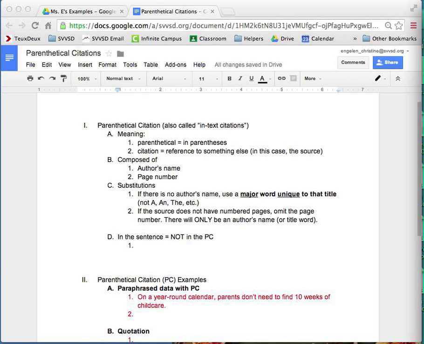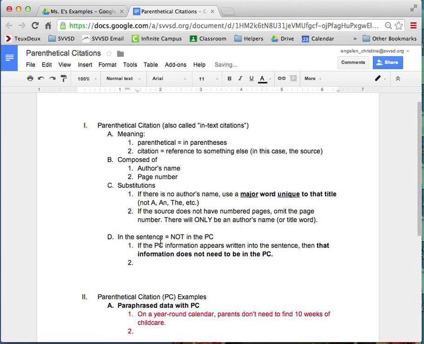The other thing that you need to know about parenthetical citations is that if that information appears in the writing of the sentence, it does not appear in the parenthetical citation. If you have written the author's name into the sentence somehow, then you do not need to put the author's name in the parenthetical at the end of the sentence. If you have worked the page number into the sentence, then the page number does not need to appear in the parenthetical citation. And if both of those pieces of information are written into the sentence, then you do not need to have a parenthetical citation at all. We're going to look at some of those examples too.